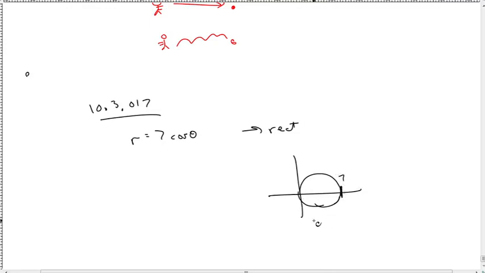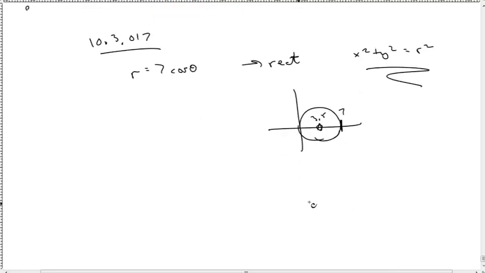Your goal in rectangular form here is going to be a circle format. It's going to be x squared plus y squared equals r squared, something kind of like that. Of course, it's going to be a little different because it's been shifted over 3.5 along your x-axis. So how do we actually get this rectangular format without just knowing that stuff?